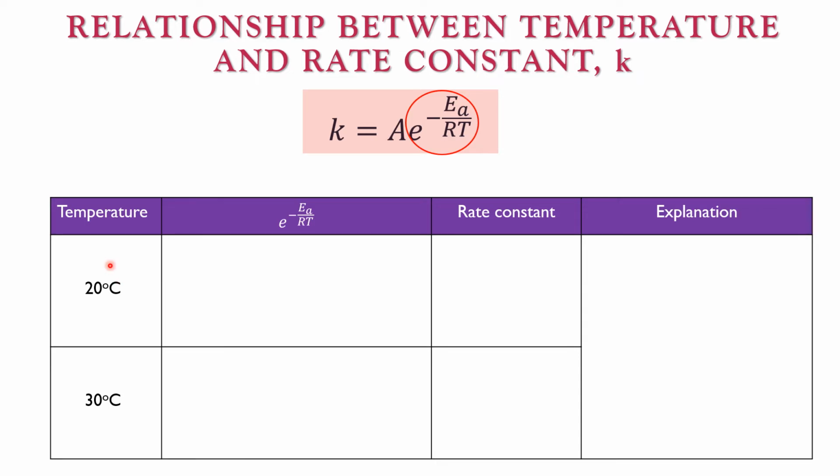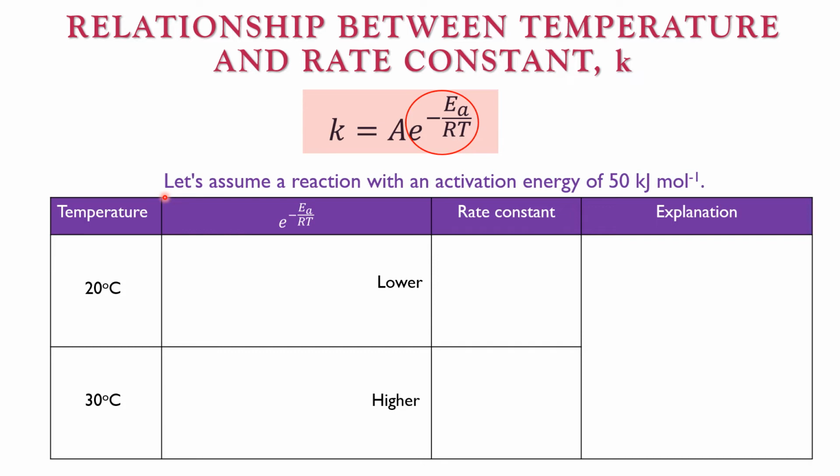RT. When the temperature is lower, the value of exponent negative EA over RT is also lower. When the temperature is higher, the value of exponent negative EA over RT is also higher. Untuk lebih jelas kenapa lower dan higher, kita akan buat calculation. Let's assume a reaction with an activation energy of 50 kJ per mole. The first reaction is conducted at 20 degrees Celsius. So, kita substitute value activation energy dan juga temperature ke dalam formula exponent negative EA over RT. Nilai activation energy pastikan dikonvert kepada unit joule per mole dan nilai temperature dikonvert ke dalam unit Kelvin. So, the value will be 1.21 times 10 power of negative 9.